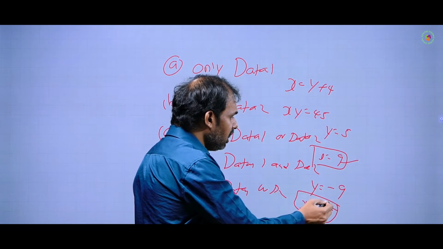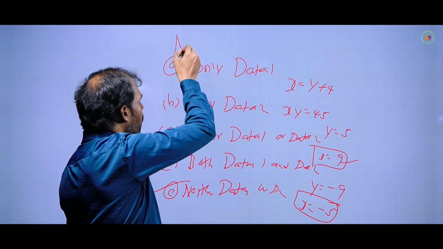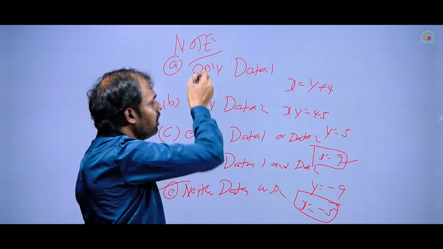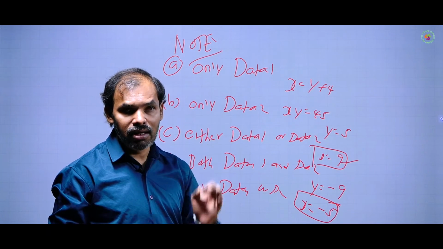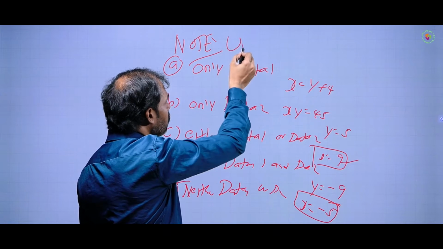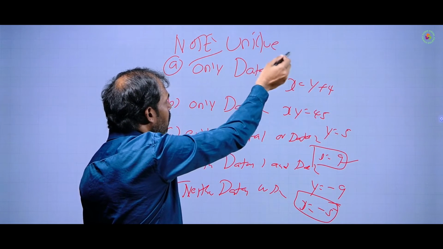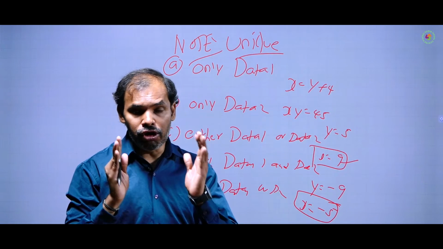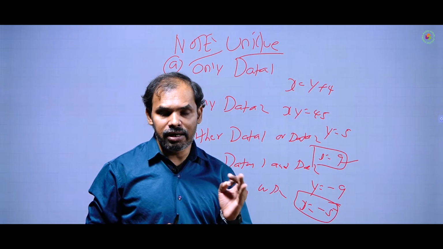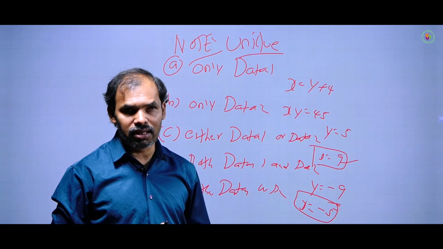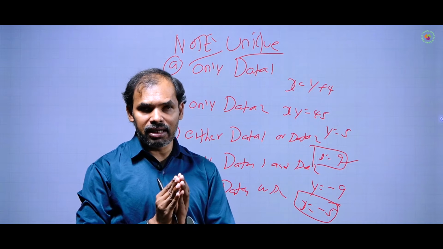Two. So in data sufficiency, one important note, remember lifelong: it is not important to get the answer, the answer should be unique. In data sufficiency, unique answers are only valid. In data sufficiency, multiple answers are not valid. So this is data sufficiency.